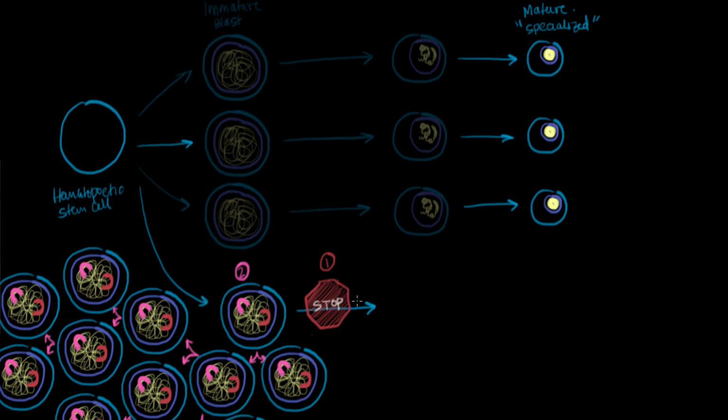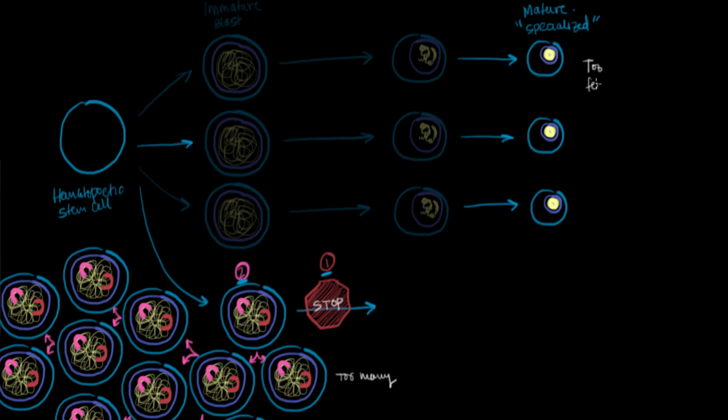We're talking about an immature blast cell, right? Our leukemic cell that first loses the ability to mature and then loses control over how many times it can divide. And because of that, you end up with a situation where you have lots and lots of these immature blast cells and very few of these mature specialized cells.